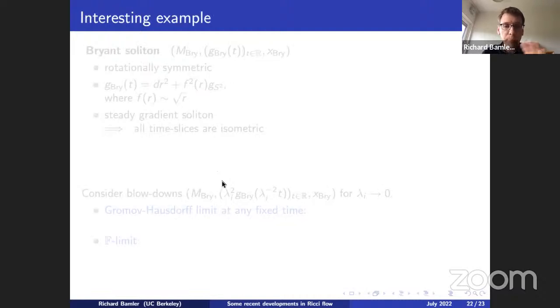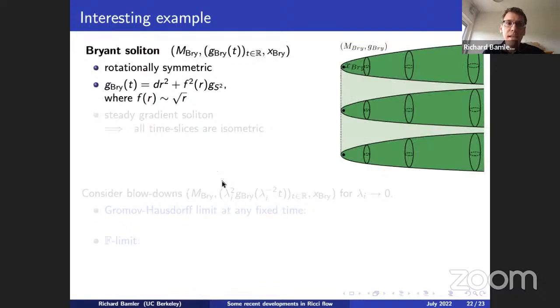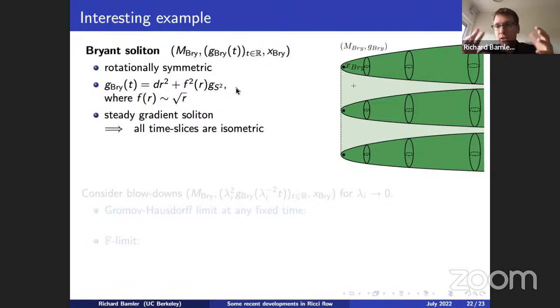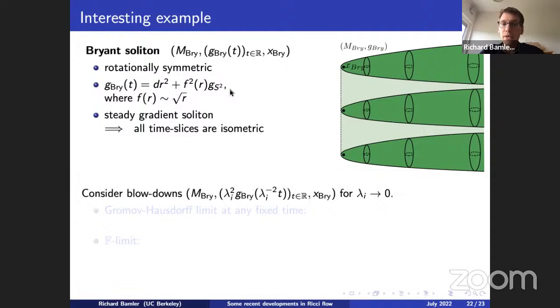I'm running short of time, so let me briefly discuss one example where this becomes important, the example of the Bryant soliton. The Bryant soliton is a rotationally symmetric solution to the Ricci flow. It's a steady soliton, so all time slices are isometric, and it could occur as a blow-up of a singularity. Now I want to take blow-downs and identify the corresponding gradient shrinking solitons.